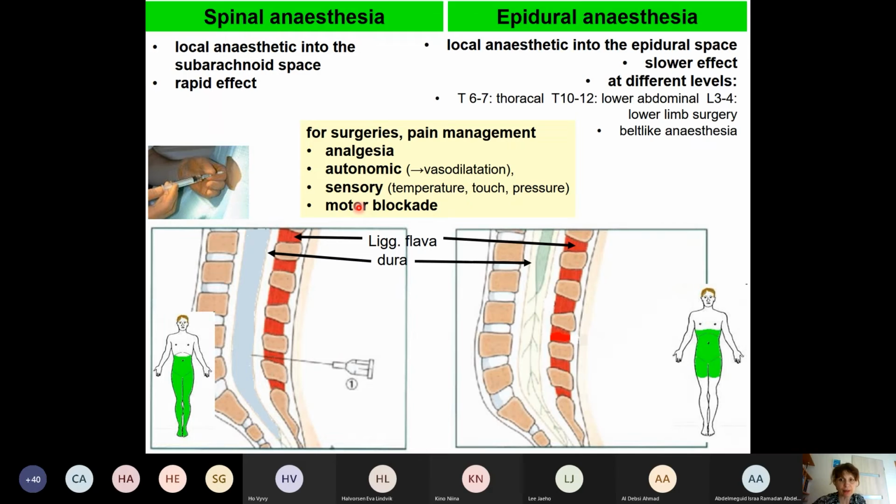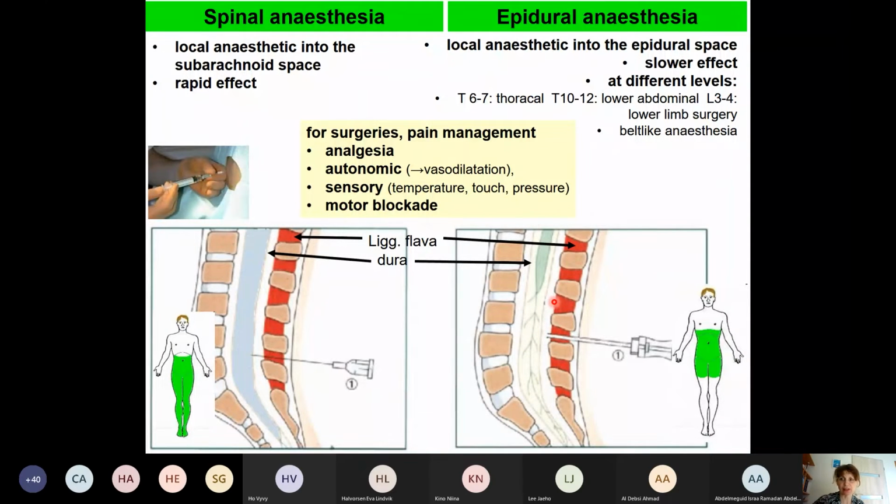And there is another method to anesthetize these roots. This is the epidural anesthesia, but in this case, as you can see in this animation, the local anesthetic will be injected into the epidural space. So the dura won't be pierced.